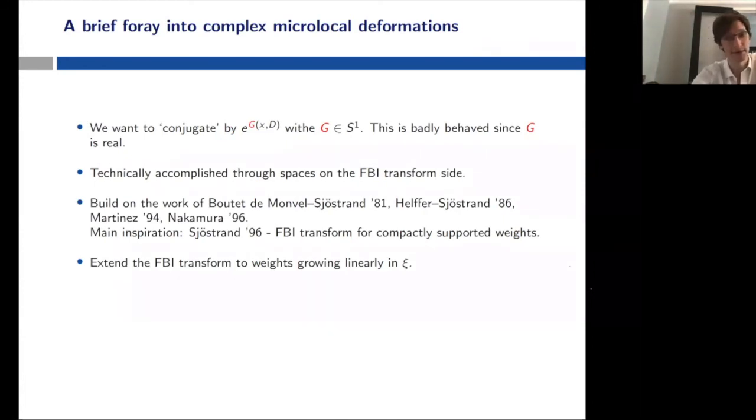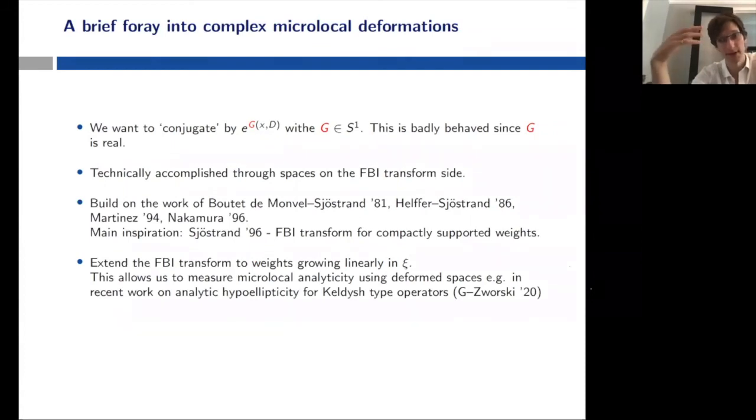And that imposes some analyticity restrictions. And it allows you in particular to measure microlocal analyticity, if you want the analytic wavefront set, using spaces on the FBI transform side. And this has applications, for example, to analytic hypoellipticity of Keldysh type operators, which can tell you, for instance, that some resonance states in general relativity are analytic rather than smooth, which is sort of nice.